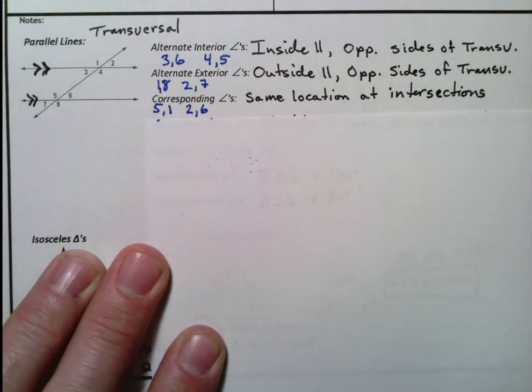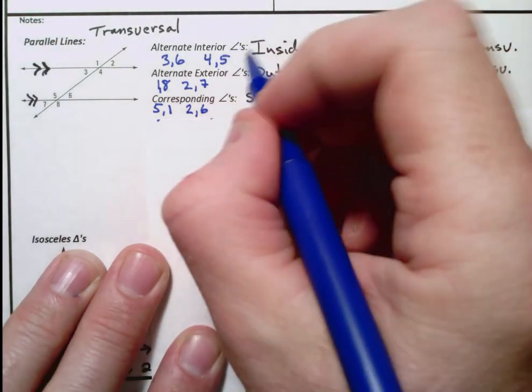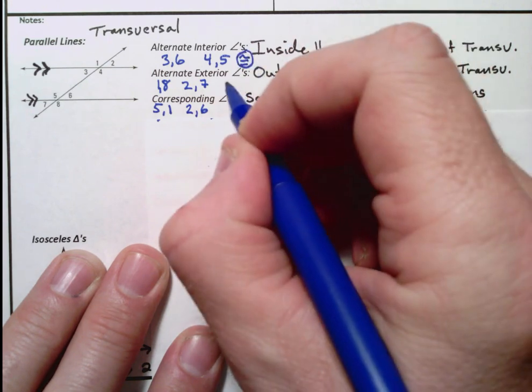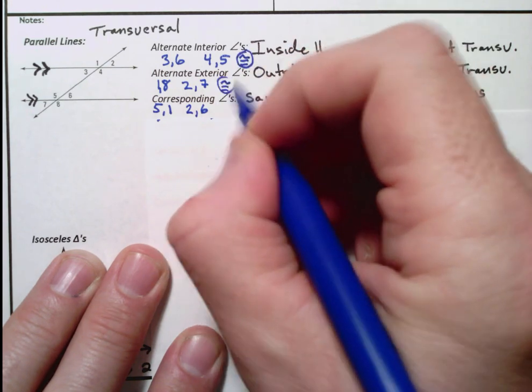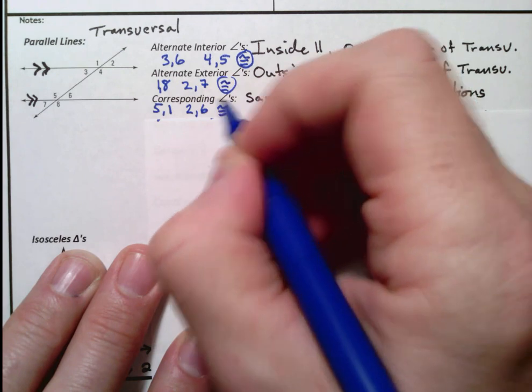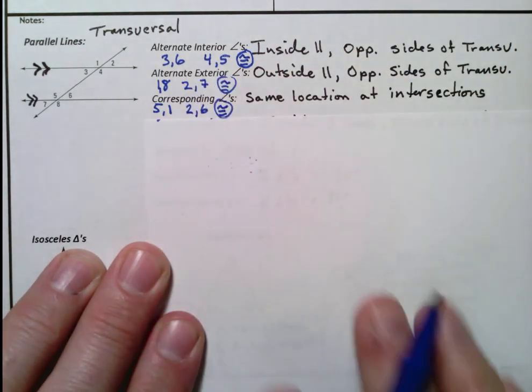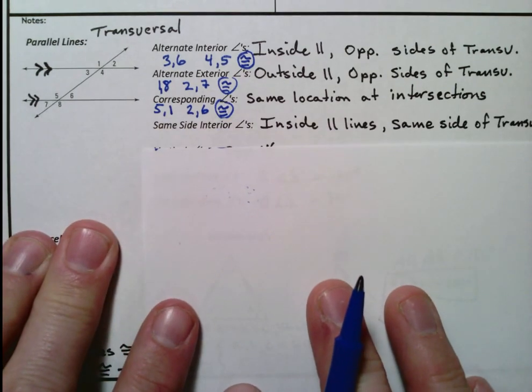Now going back to all three of these, all of these angles are going to be congruent. These are congruent, these are congruent, and these are congruent. The first three terms mean that when I take these pairs of angles, they're all going to be the same measure.